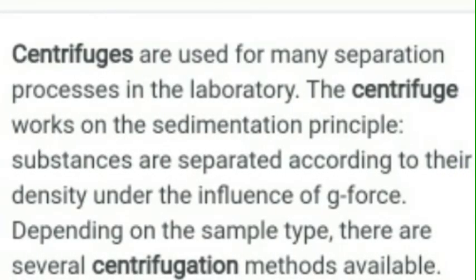What are the applications of the centrifuge machine? The centrifuges are used for many separation processes in the laboratory. The centrifuge works on the sedimentation principle. Substances are separated according to their density under the influence of G-force depending on the sample type. There are several centrifugation methods available.